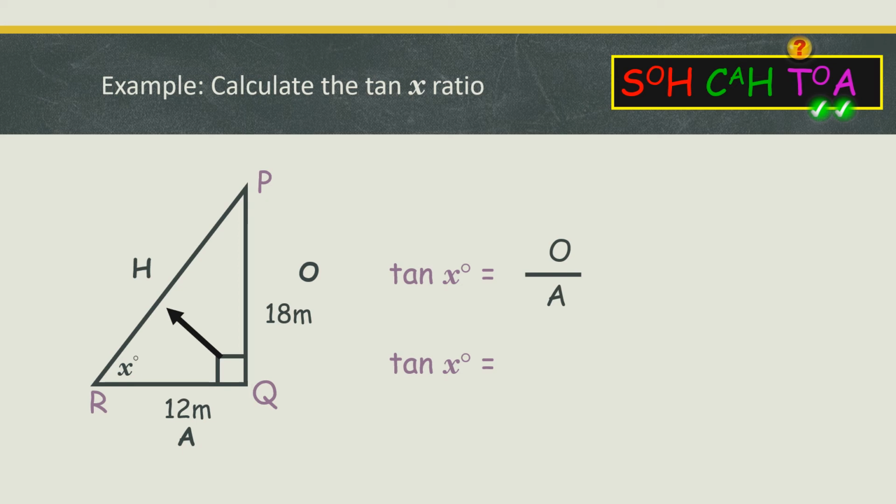So our tan x ratio is going to be our opposite side, which is 18, over our adjacent side, which is 12. And we can simplify that down to 1.5, or if we want to leave it as a fraction, we could leave it as 3 over 2.